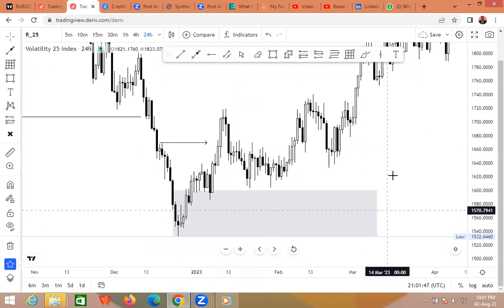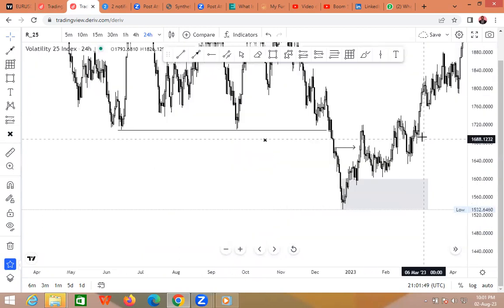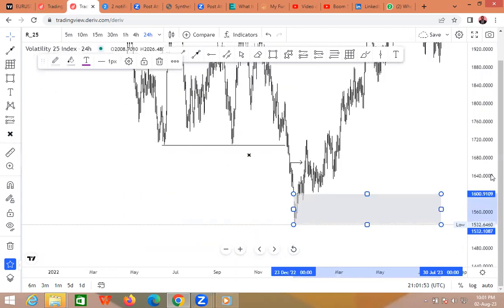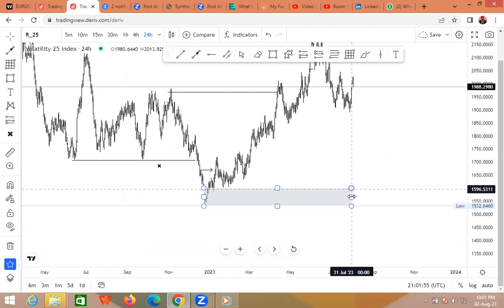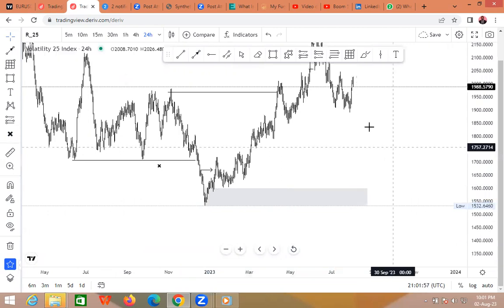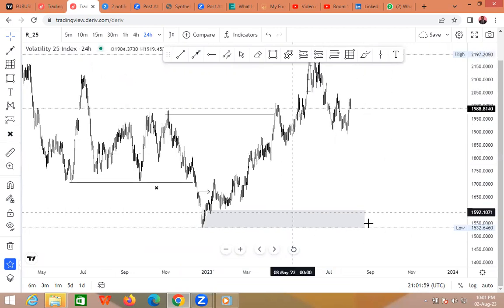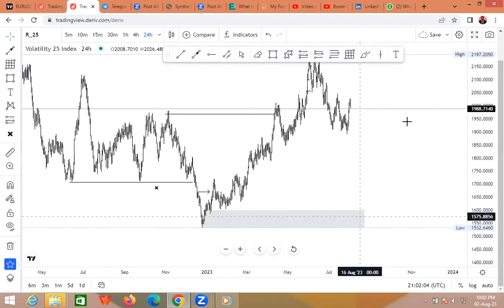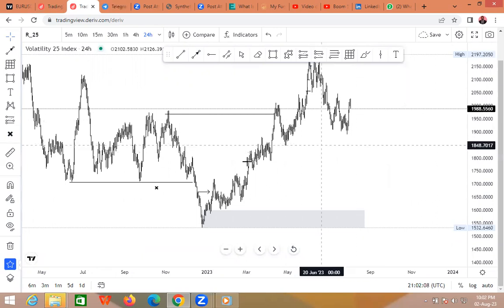So it means that there is a zone here that has not been mitigated. I don't know when price is going to come here. But if the price comes here, expect that the market should still give you your formation here. If the market gives that formation, you can still buy up. Same thing.